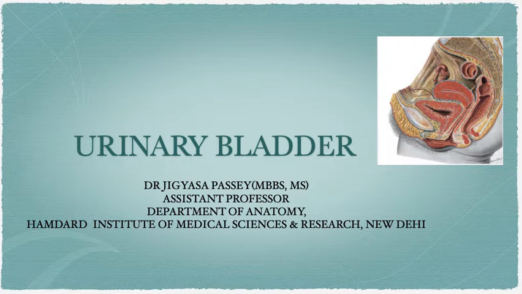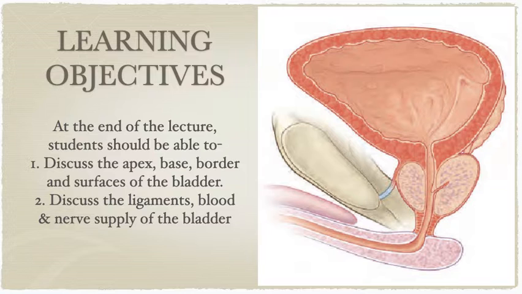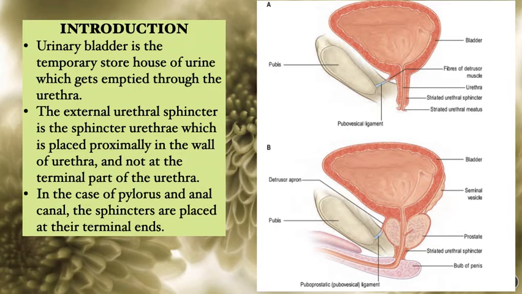Today we will discuss the urinary bladder. At the end of the lecture, the student should be able to discuss the apex, base, border, and surfaces of the bladder. Secondly, discuss the ligaments, blood and nerve supply of the bladder.